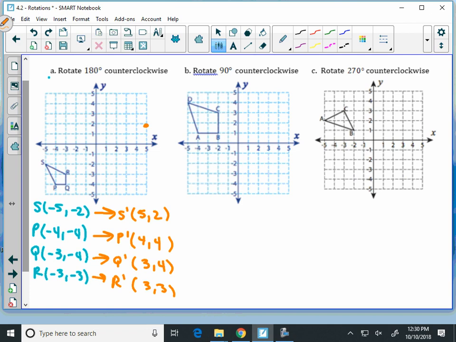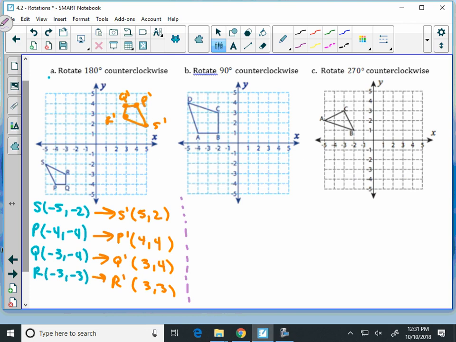5, 2, x prime, 4, 4, 3, 4, there's p prime, q prime, and then r prime. Stop. And then we rotated 180 degrees. We know it's supposed to jump 2 quadrants, and it's in the 2 quadrant jump. So we're good. Questions over that?